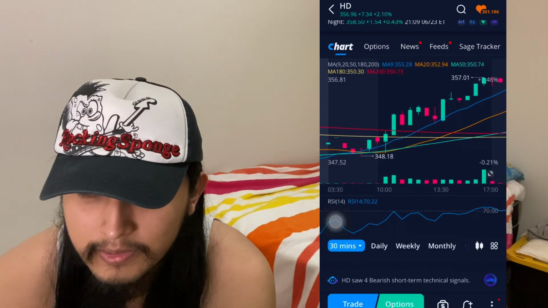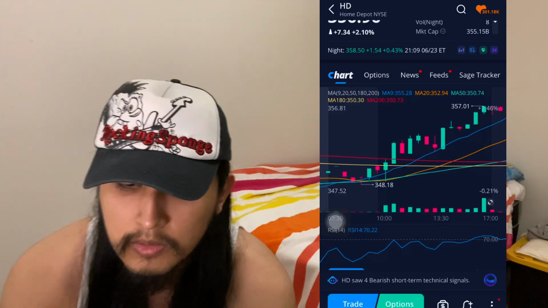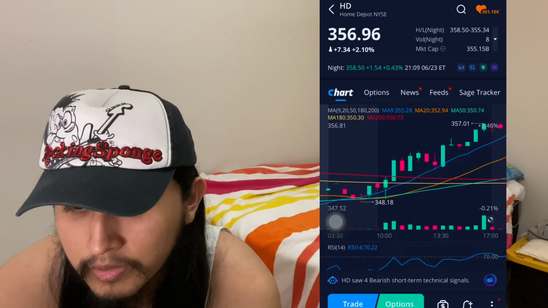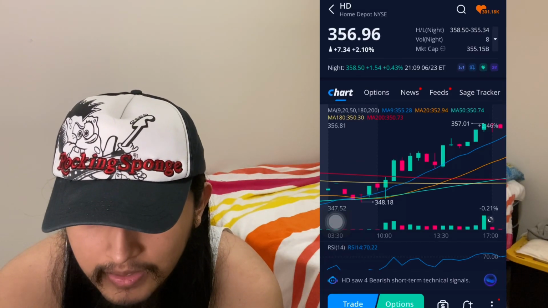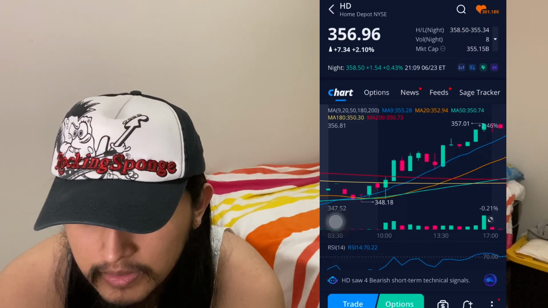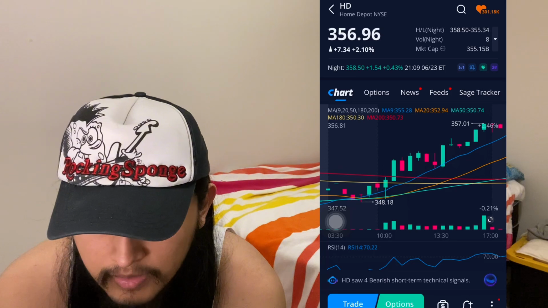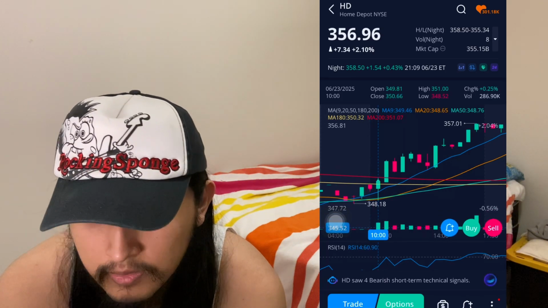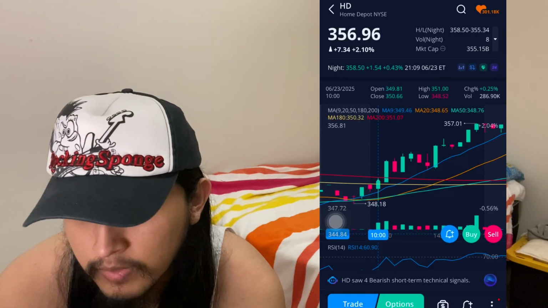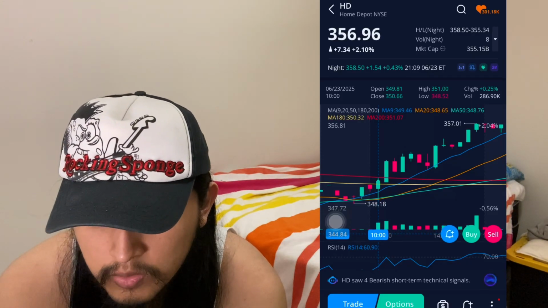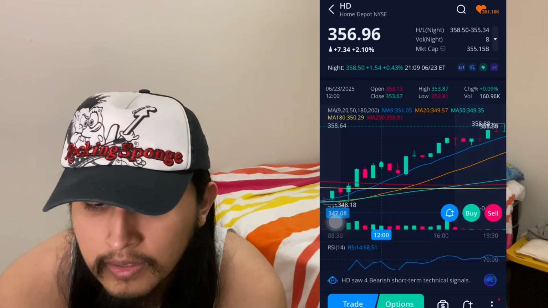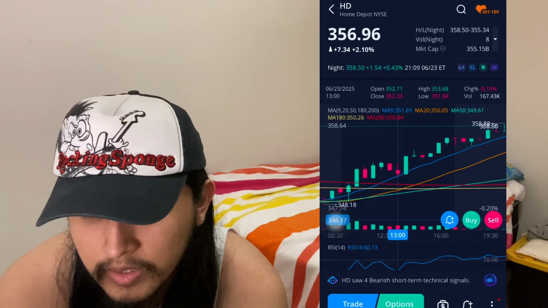So on the 30-minute time chart, you can see that Home Depot was in a bullish trend. The 9 and 20-day moving averages were above the 50-day moving average. Basically what you could have done is wait for Home Depot to ride the trend. First, see if it can break that 180 or 200-day moving average. Once it does, wait and see if it lands on the 9-day moving average.